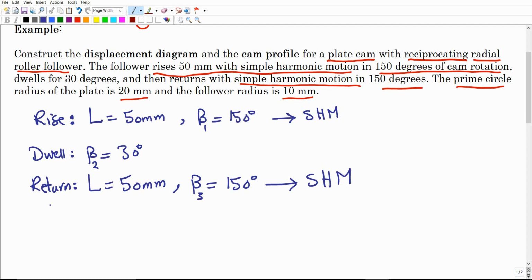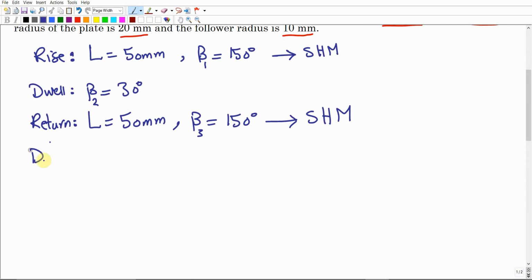So automatically we're gonna consider that this 30 degrees is gonna be dwell. So beta 4 is gonna be 30 degrees. This dwell wasn't mentioned to us in this problem, but you should understand this point, because it's gonna start by rising, doing a lift of 50 millimeter with a certain type of motion. Then it's going to dwell for 30 degrees. Then it's gonna return with the same type of motion. Then what? We still have 30 degrees.